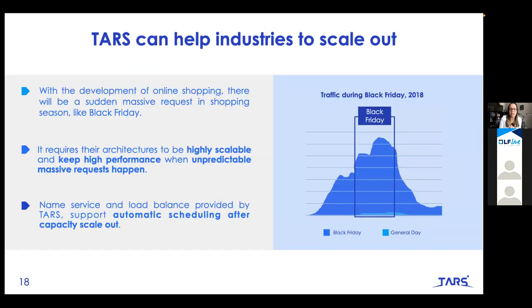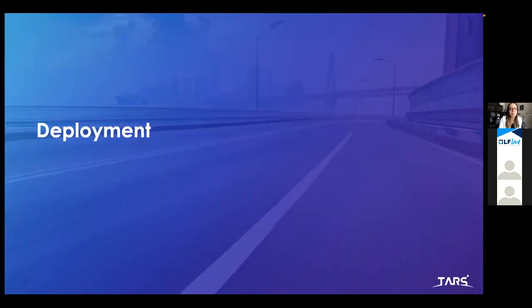Also, we think that TARS can help industries to scale out. For example, there might exist specific periods in the year or specific events such as Black Friday, which will require a system architecture to be scalable, have high performance, and also be fault tolerant. In this case, the application needs to know how to scale for a huge amount of users, and the servers need to be flexible. This can be done with TARS using, for example, the named service and load balancing strategies.